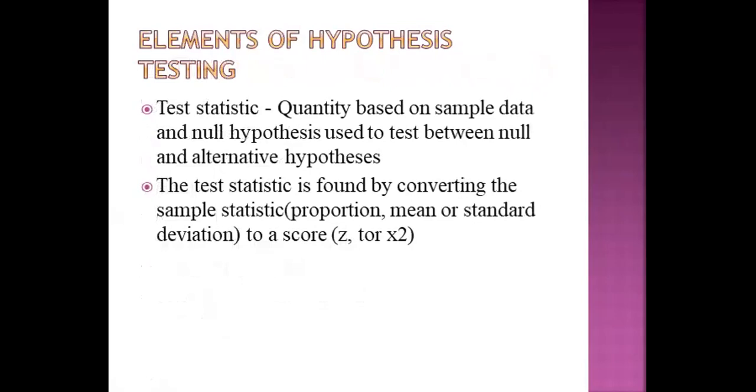Now come towards elements of hypothesis testing. In hypothesis testing there is always a test statistic, which is usually a quantity based on the sample data, and the null hypothesis is usually used to test between null and alternative hypotheses. The test statistic is found by converting the sample statistic, which may be proportion, mean, or standard deviation, to a score, which may be z-score, t-score, or chi-square.